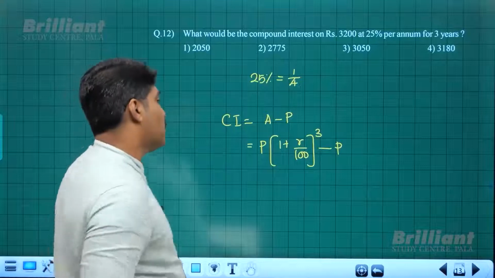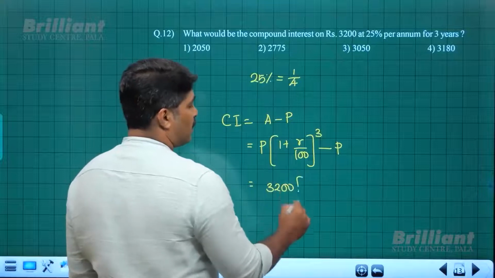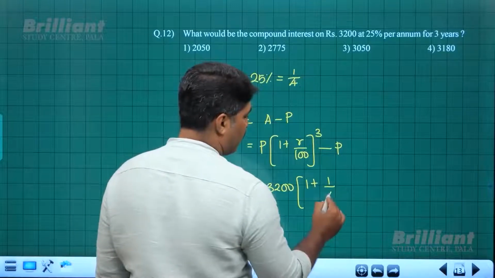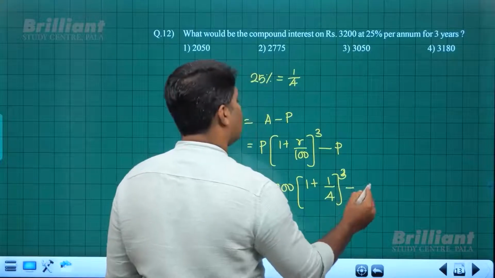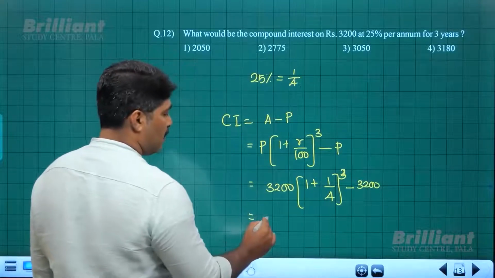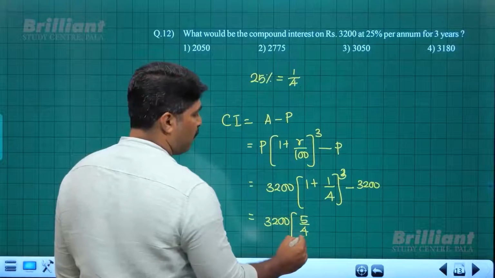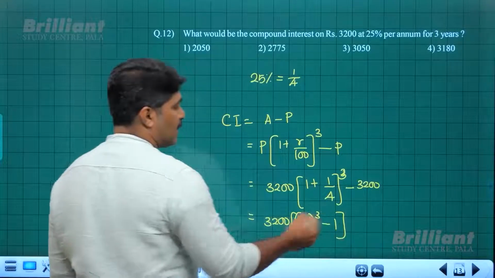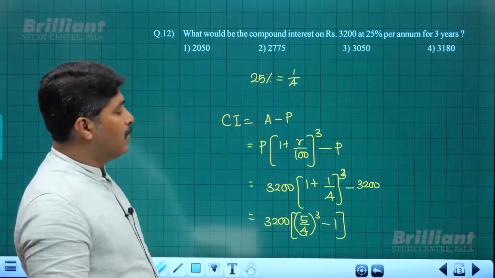Or while we are considering this step of operation, this is 3200 and this is 1 plus 25%, we can write it as 1 by 4, the whole cube, minus P, that is 3200. So like this way we can catch. Or this is 3200 and this will be 5 by 4, the whole cube, minus 1. We can take 3200 as common. So like this way we can catch. So how it will be?